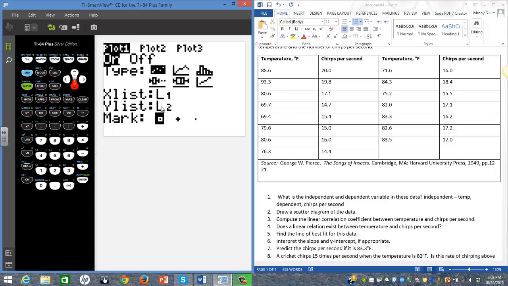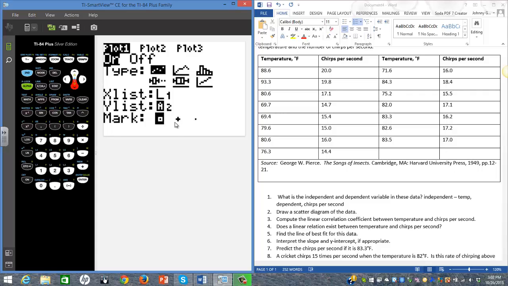The X list is your independent variable, which in our case is L1, and then the Y list is your dependent variable, which is L2. This again will default to L1 and L2, but you want to double check and make sure that they are, that way when you are trying to find your scatter diagram.